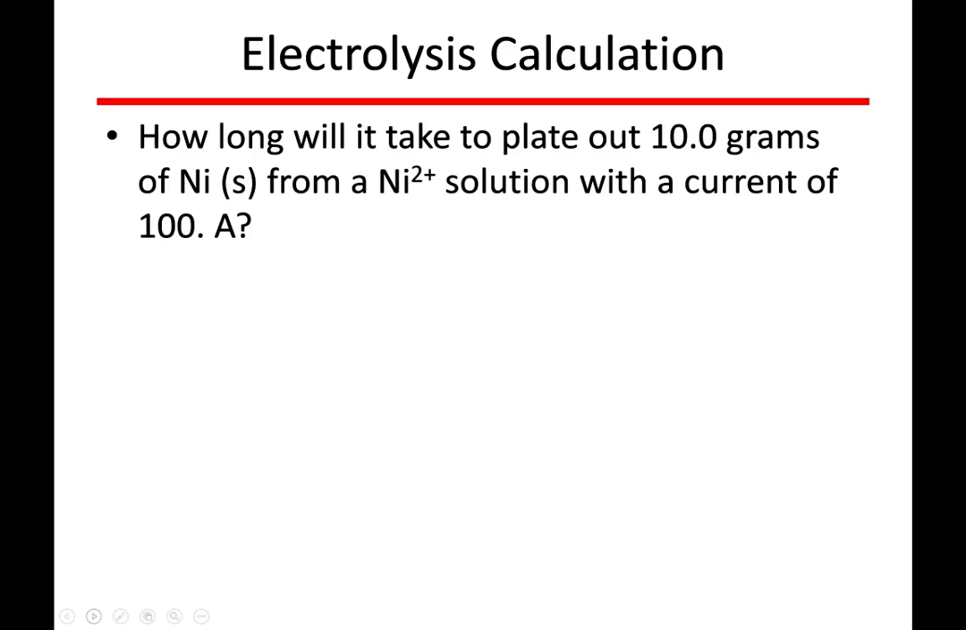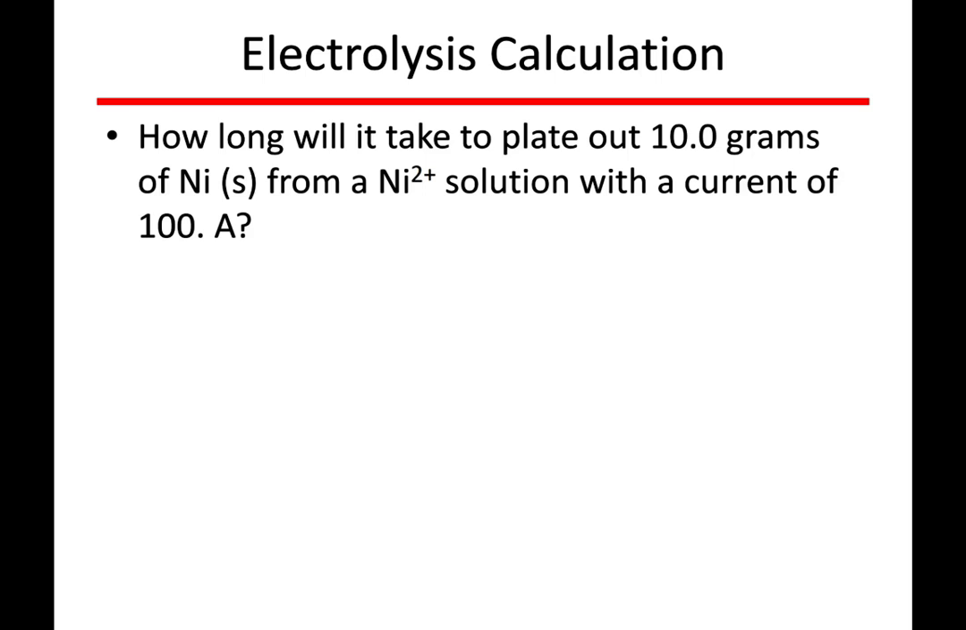Let's take a look at an example here. We're asked to determine how long it will take to plate out 10 grams of solid nickel from a solution of Ni2+ using a current of 100 amps. Let's start by recognizing that a chemical reaction is occurring. We're taking Ni2+ and turning it into solid nickel.